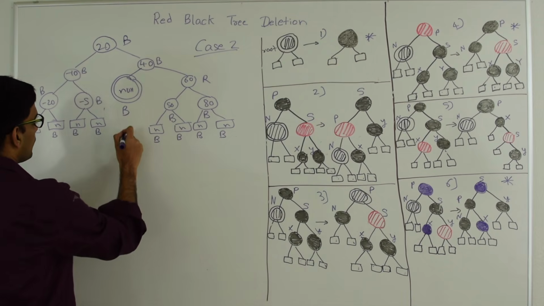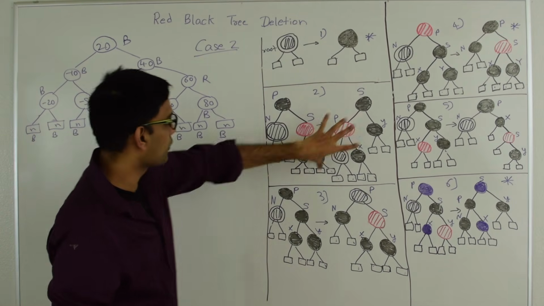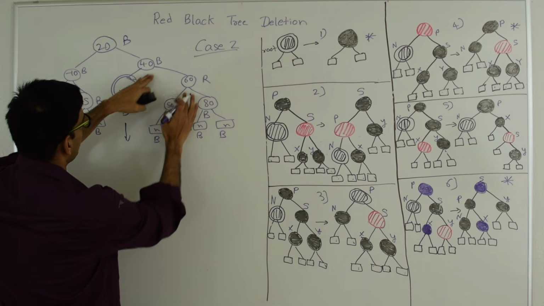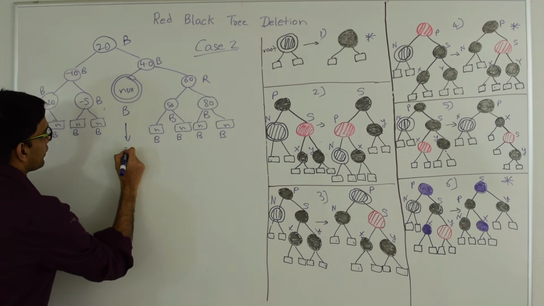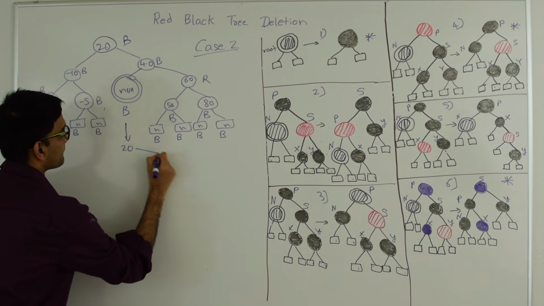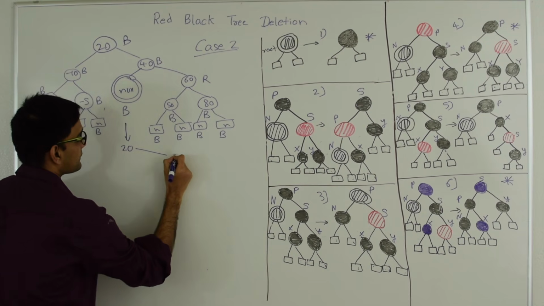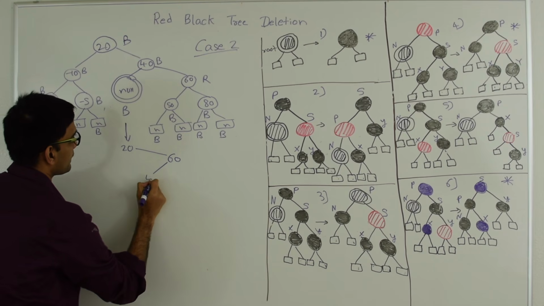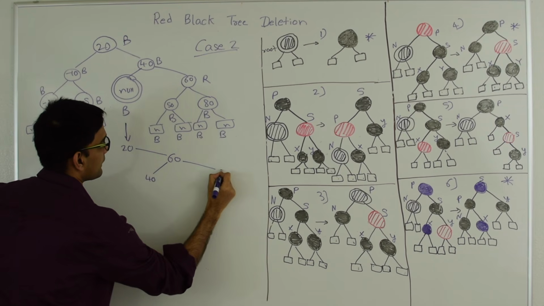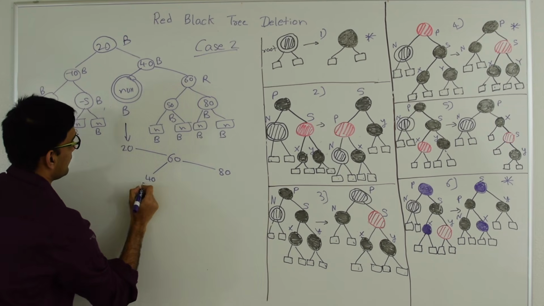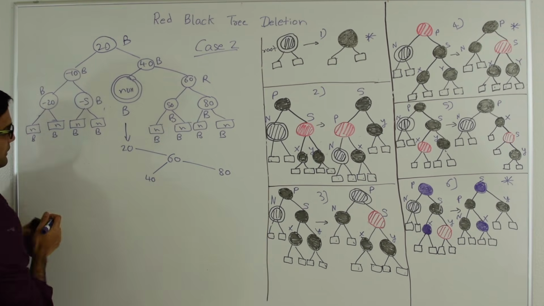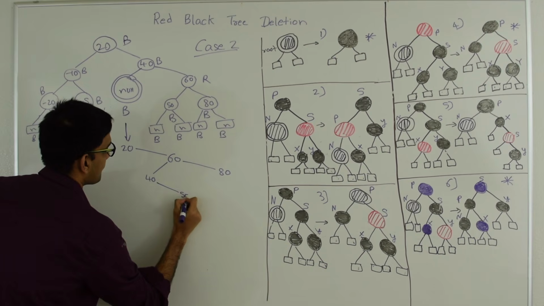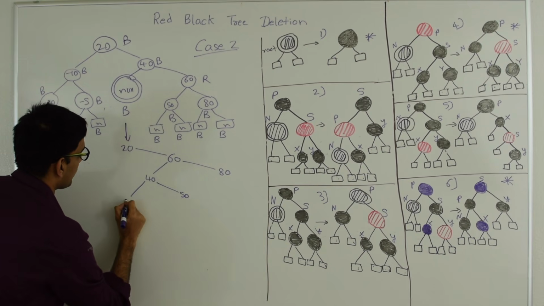In case 2, what we do is a rotation. What that means is we're going to rotate here between this 40 and 60. So 20 still stays the root of my tree. 60 becomes the new root of this subtree. 40 becomes its left child. 80 is its right child. And 50, which was the left child of 60, will become the right child of 40. And null stays wherever it was.